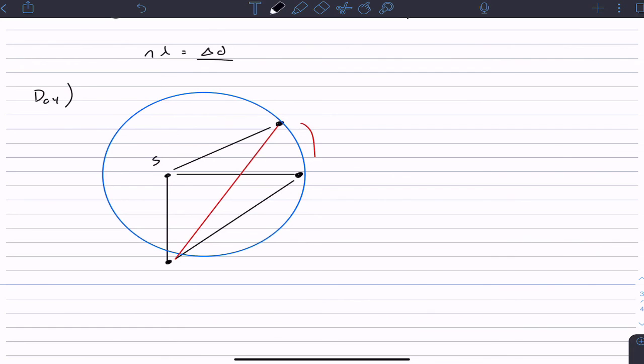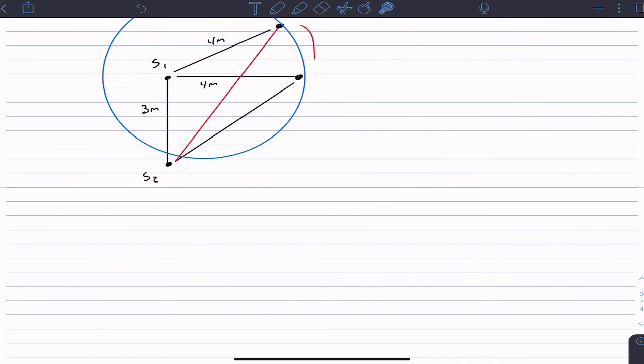Okay, so this is what we're told. This is S1, this is S2. This is 4 meters. This is also 4 meters. This is 3 meters. So the initial distance, if this is 4 and this is 3, is a standard 3, 4, 5 triangle. This is going to give you 5 meters. That's going to be that distance.